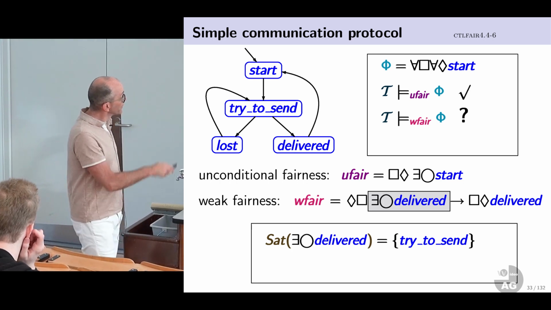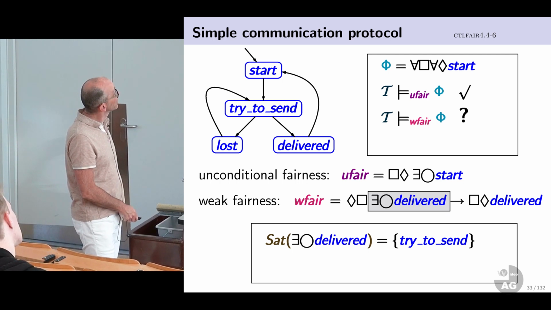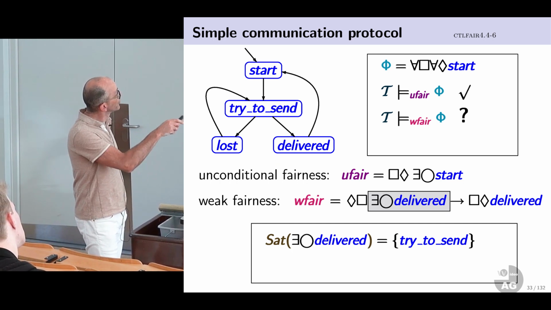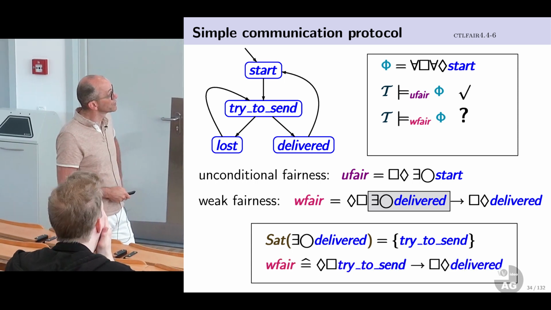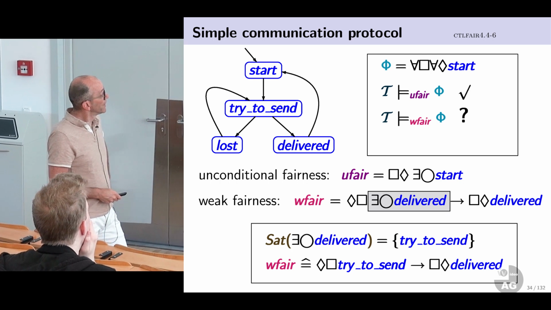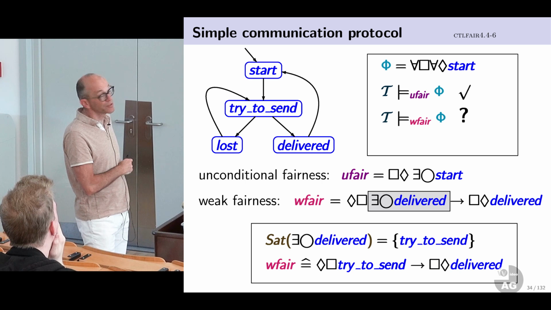So that's simply there exists next delivered. Now, which states have an outgoing arrow to delivered? That's only for try to send. So that's the singleton set try to send. So we can simplify this to this formula. And that means that from some point on, if you're always in try to send, then infinitely often delivered.